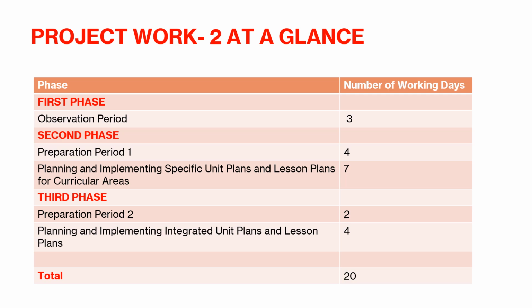So first phase, there will be 3 observation periods, 3 days. Second phase, 4 days will be the preparation period and 7 days for planning and implementing specific unit plans and lesson plans for curricular areas. Then third phase, there is a preparation period for 2 days and then the next 4 days will be planning and implementing integrated unit plans and lesson plans. And the total number of days again is 20.